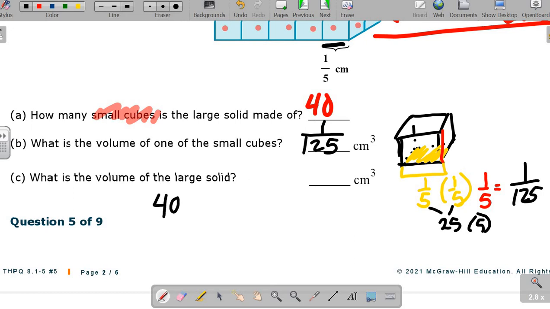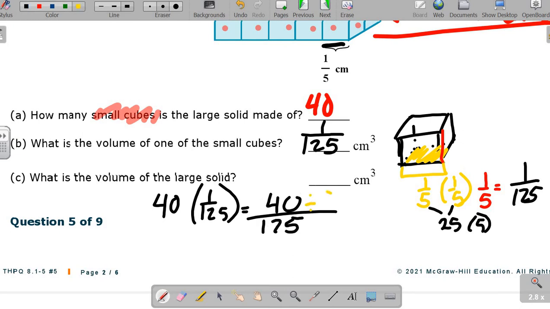Therefore, what's the volume? We have 40 of those cubes. Just 40 over 125. Both of these are divisible by 5, of course. 40 divided by 5 is 8. 125 divided by 5 is 25. That's why it says the simplest form, because the correct answer here is going to be 8/25 centimeters cubed.